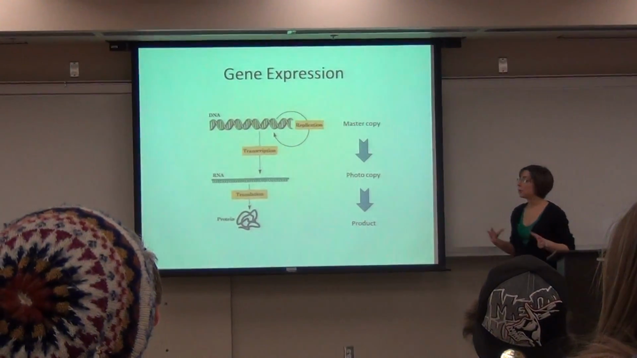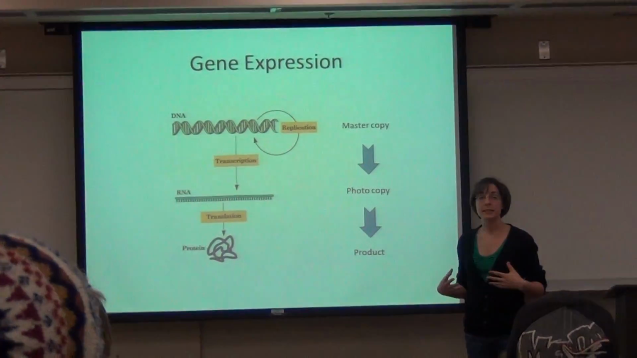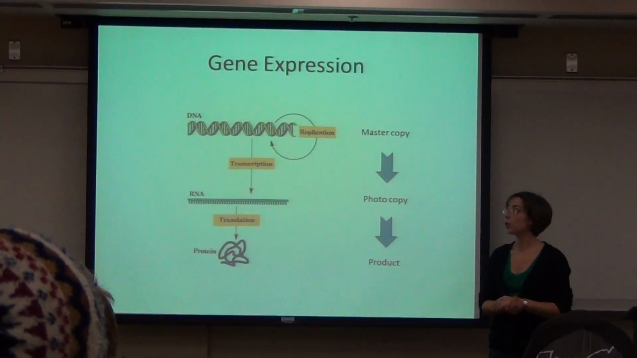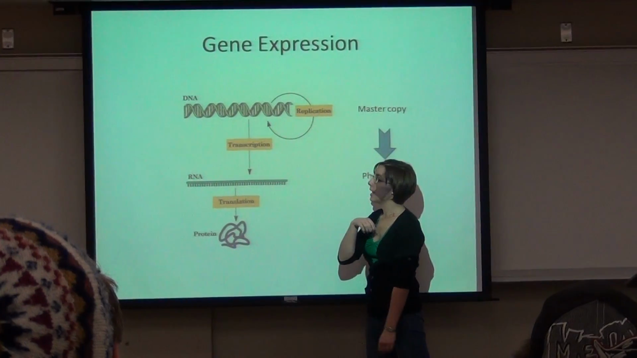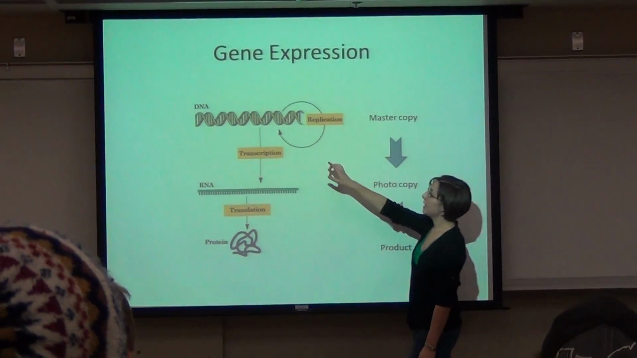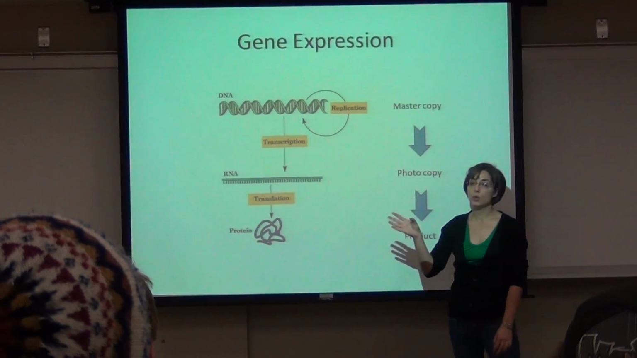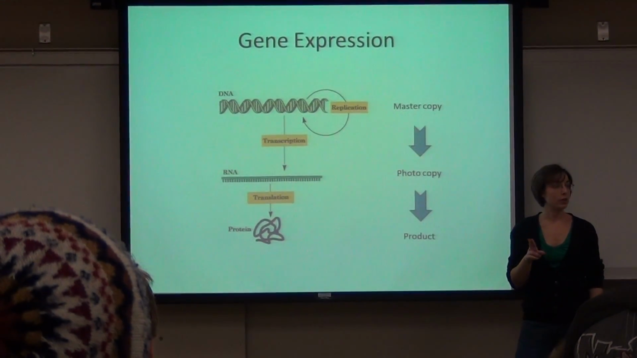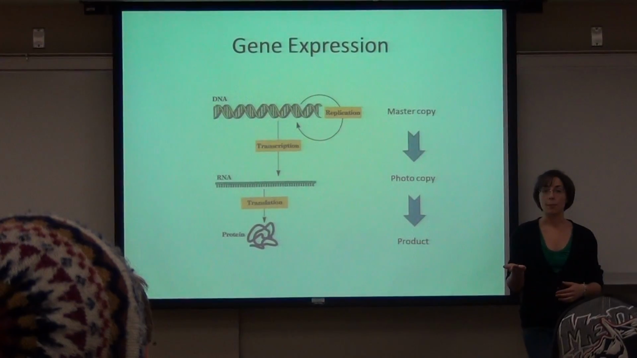So this is a little more about gene expression. That's basically the formation of a protein. We're going to start with our DNA that carries the code that we need to make a protein. DNA can be replicated, so it can use the double-stranded nature of DNA to make a double copy of itself.